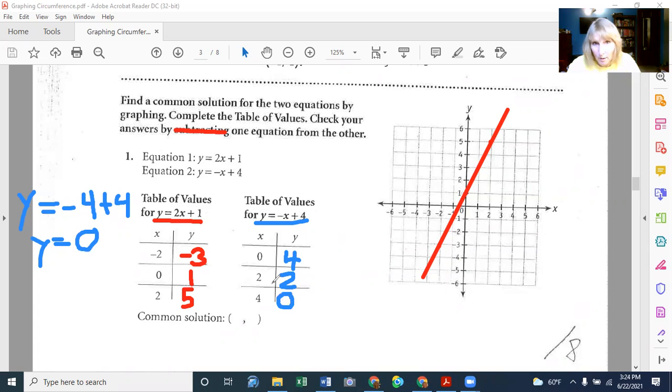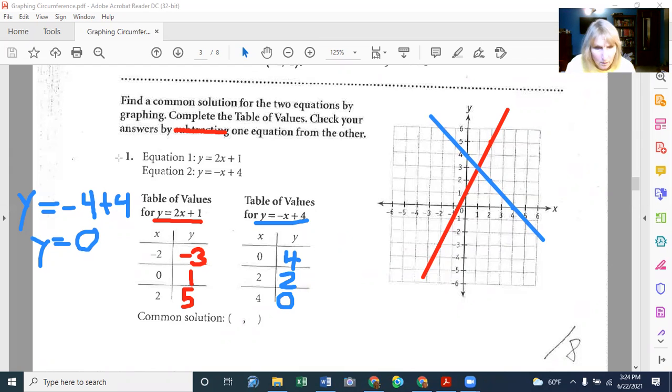So now we've got our points for the second equation, and we can plot those. 0, 4. So 0 will go up to 4, put a dot there. 2, 2, go up to 2. And then 4, 0, go to 4, and you don't go up or down at all. You just stay on the 0. And then we have to connect our dots. And let's see if we can do that nice and straightly here. Notice how I'm extending it out just a little bit, because it goes on forever and ever.